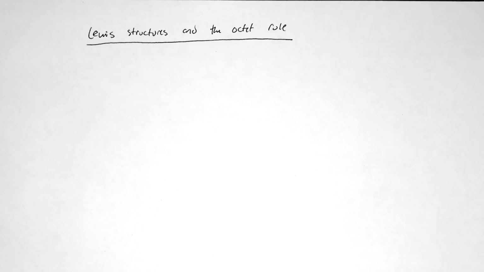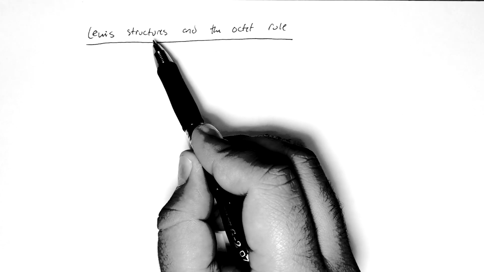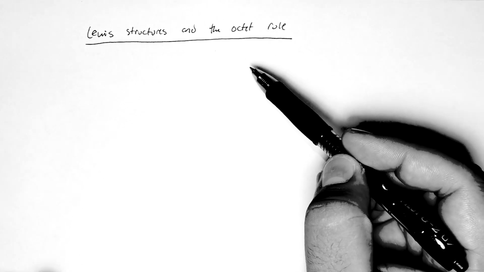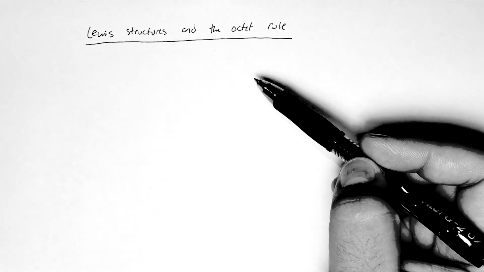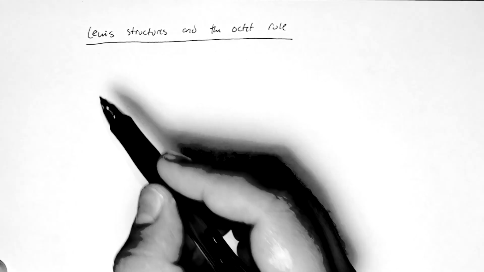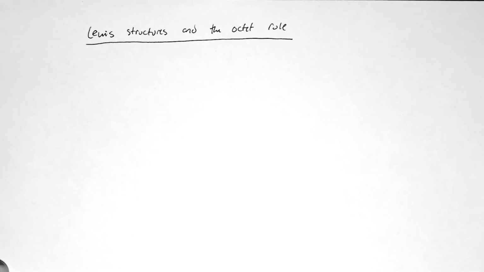I am a high school chemistry instructor, and today I wanted to go over how to draw the Lewis structure for different compounds as well as what the octet rule is. So first and foremost, let's talk about Lewis structures. What is a Lewis structure?